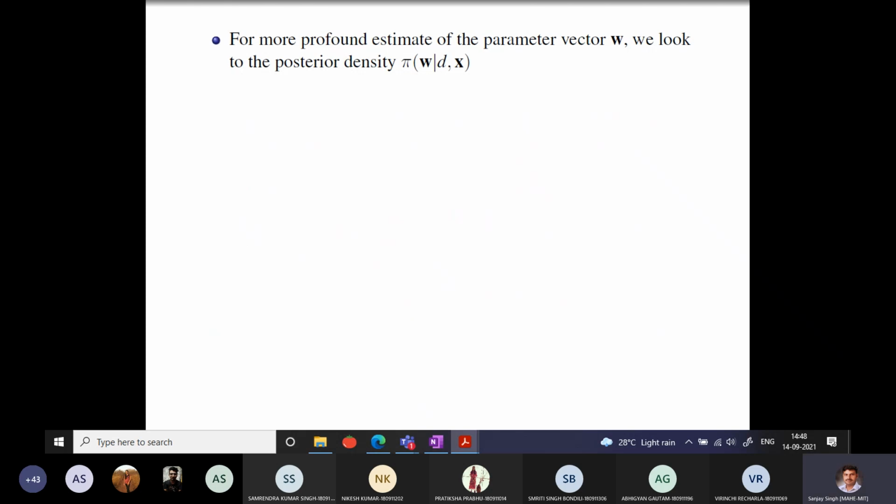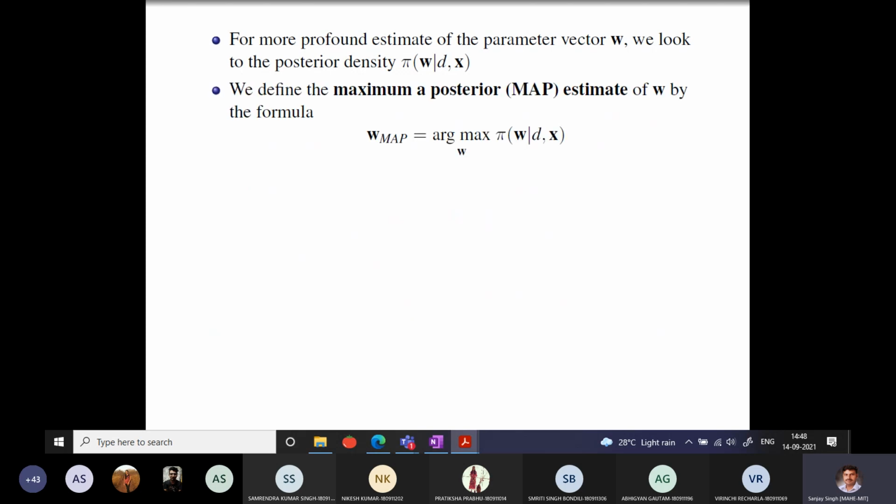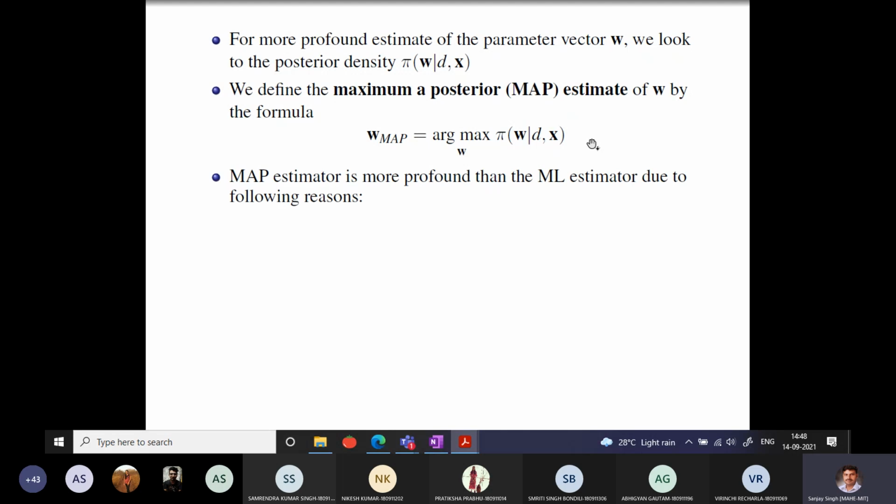Now for a more profound estimate of the parameter vector W, we look to the posterior density of W given d x as well. So we'll see that. Now we are defining something called the maximum a posteriori estimate of W by the formula W MAP. When I say argmax of pi W given d x, remember that earlier in MLE we wrote only the likelihood function, but here we are doing this posterior function, the entire thing. You know that it depends on the likelihood as well as the prior, right?